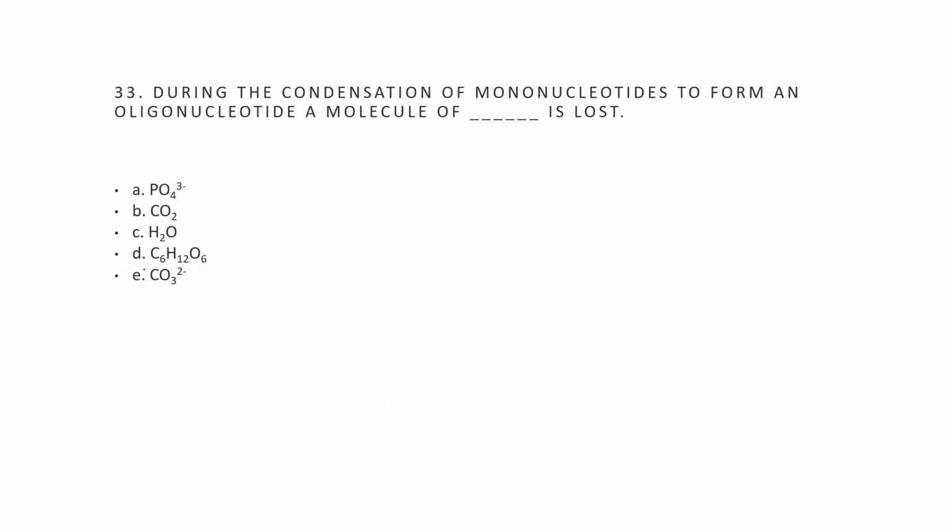Okay. During the condensation of mononucleotides to form an oligonucleotide, a molecule of what is lost? Yep, so that's kind of the key thing there. Anytime there's a peptide bond or a phosphodiester bond made, you're losing a water molecule. So that one's kind of analogous to proteins, so it's pretty easy to remember. Okay. Any questions about that?